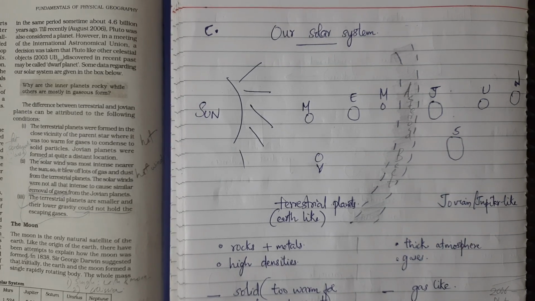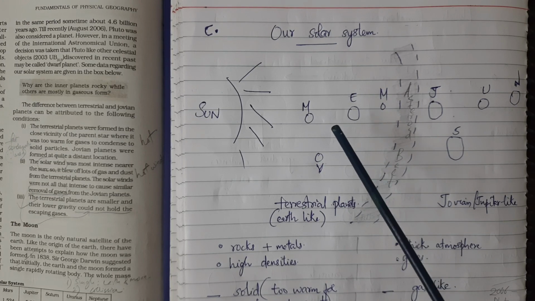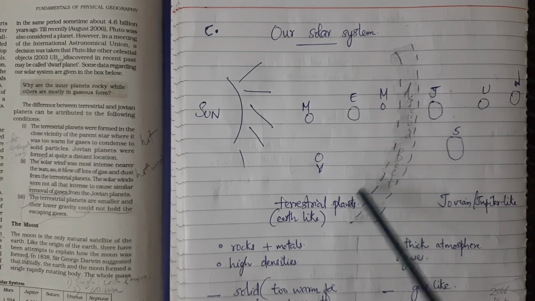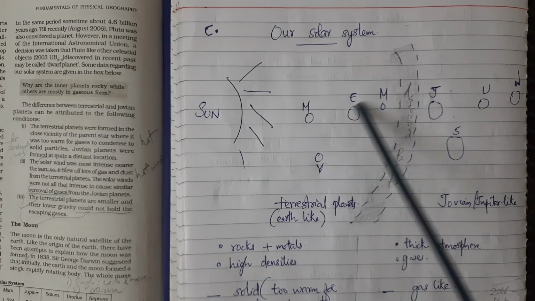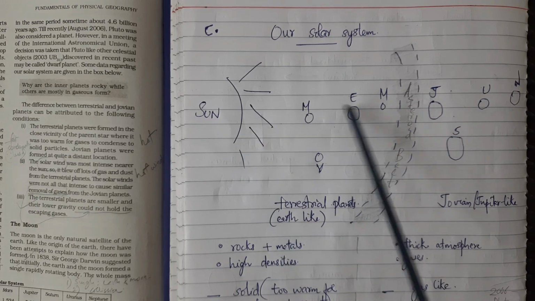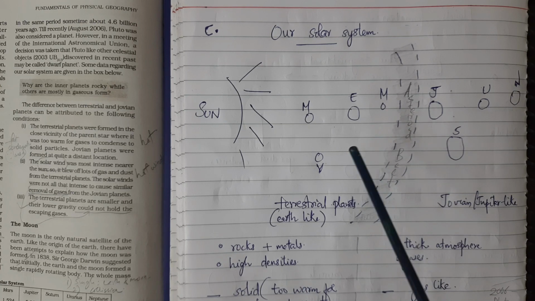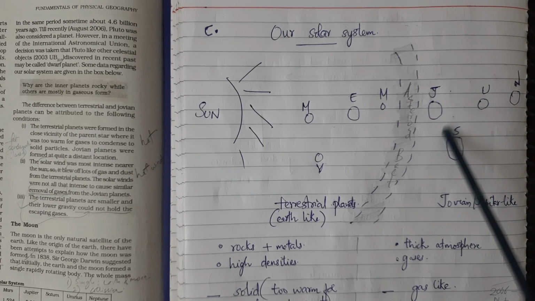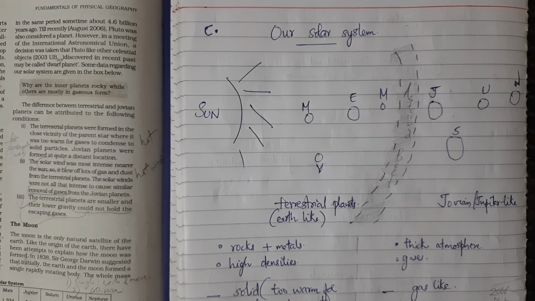The reason is that these planets are solid, and it was too warm for the gases to condense to solid particles. The terrestrial planets were formed in the close vicinity of the parent star. They are closer to the sun, right? There it was too warm for the gases to condense to solid particles. The Jovian planets formed at a quite distant location. That is one reason. Then, solar winds.